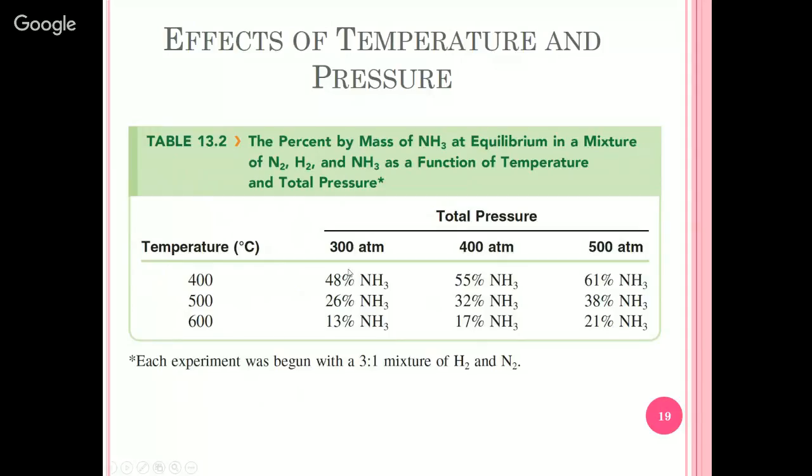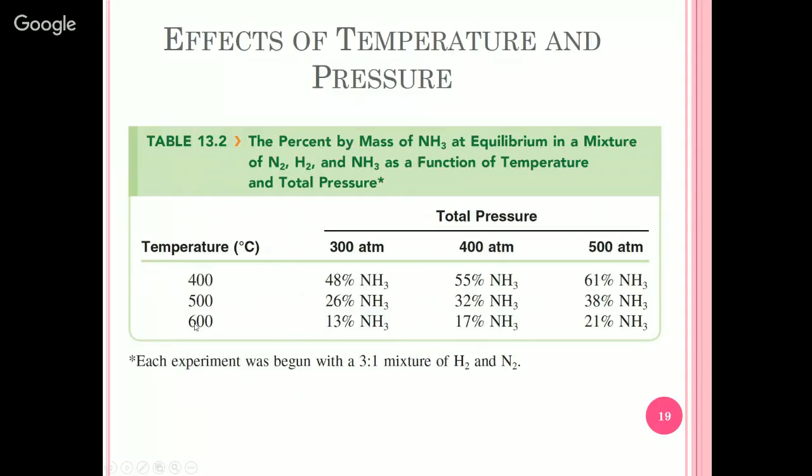Here's a slide comparing what's happening at different total pressures for the ammonia reaction. It is a function of temperature and total pressure. Here we have 400 degrees Celsius. We've got 48% ammonia, 55% ammonia at 400 atmospheres, and 61% ammonia at 500 atmospheres.